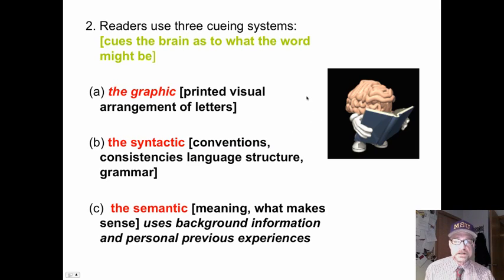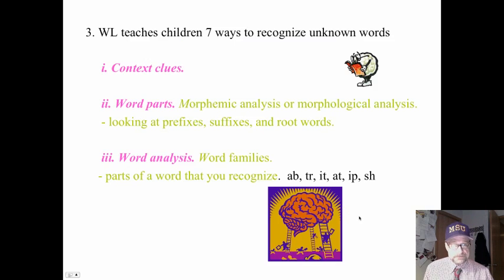First of all, the graphic, the printed letters, the arrangement of letters. Now, people that use a purely skills-based approach say, oh, the brain only uses that. Well, that is 1/3 of the answer. Wouldn't you rather have the whole answer than 1/3 of the answer? Syntax, what makes sense within the sentence. The structure of the language and the structure of the story, if we want to get into story grammar as well. And semantics, what makes sense within the context of the sentence or the story.